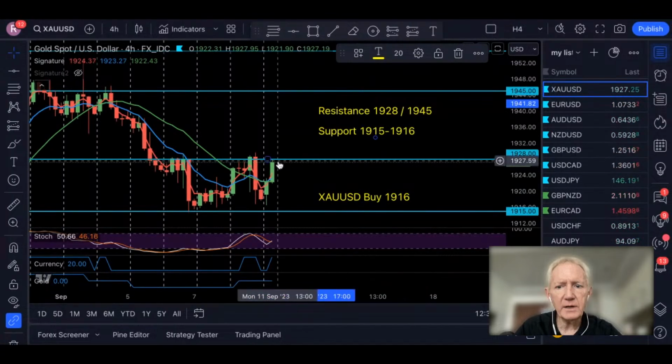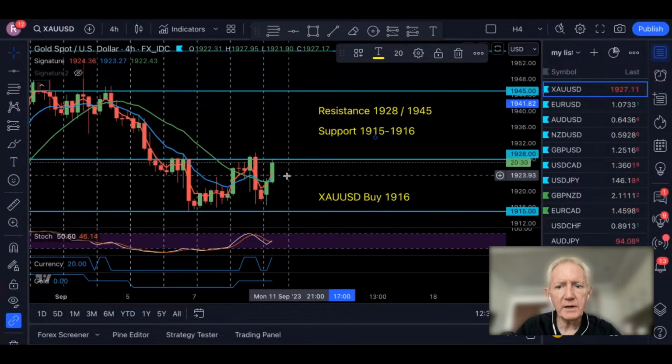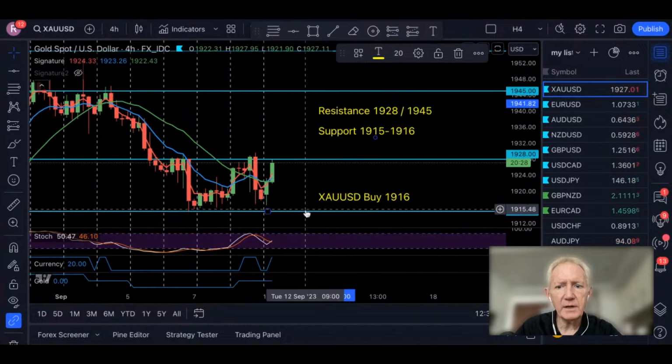Right now, actually, when I'm making this live stream, is a good place to take a short trade, a sell trade at 1927, 1928, and let that come back down to our support level at 1915, 1916. Then you can take a buy trade. I have a buy limit there at 1916.